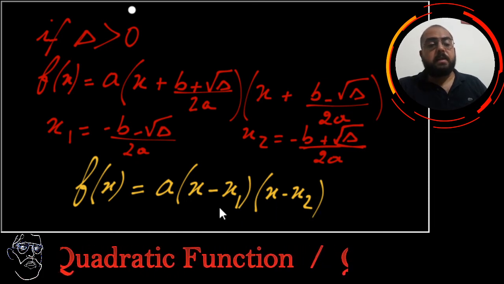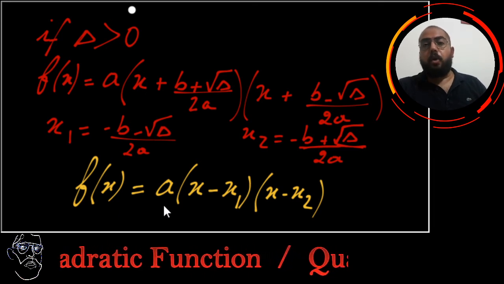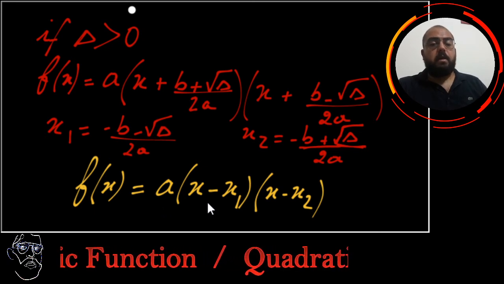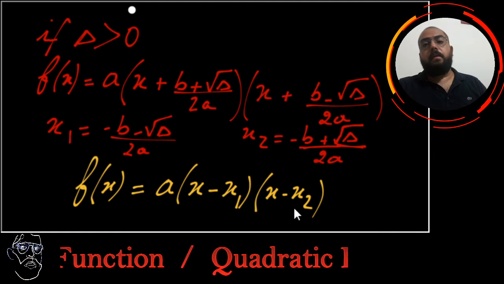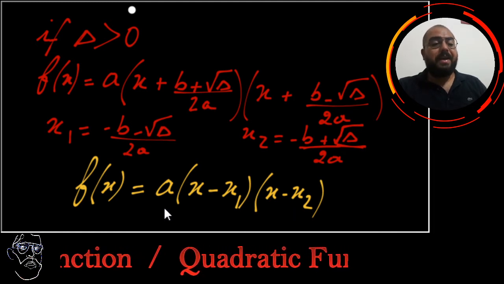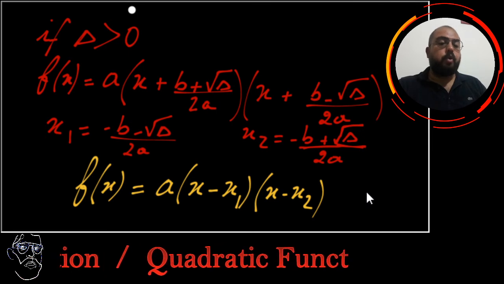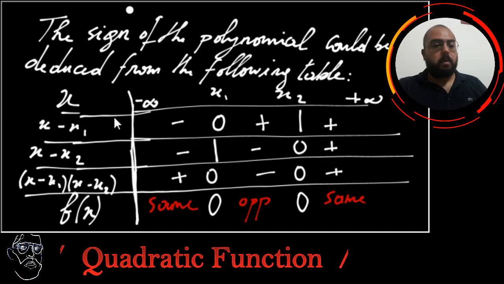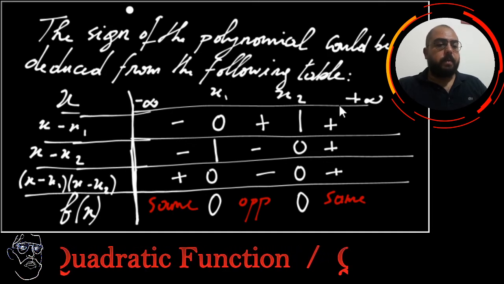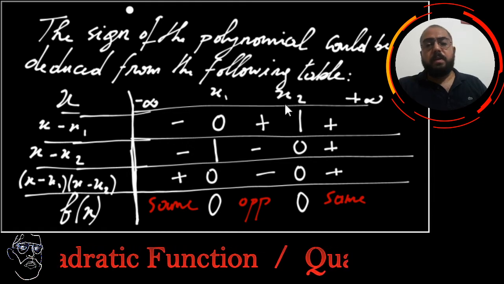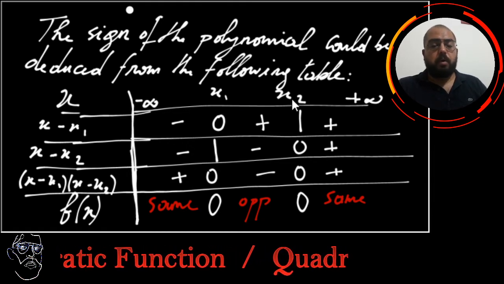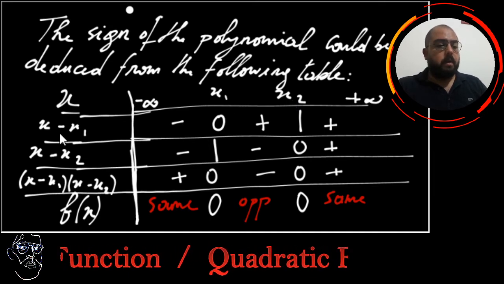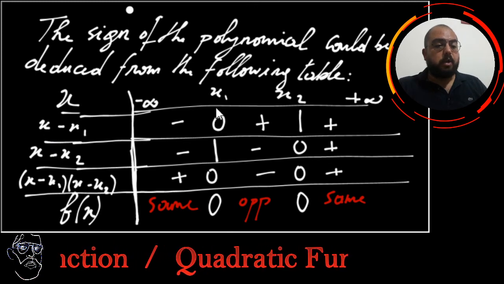In this case, I cannot say that the function has the same sign as a or the opposite sign as a. No, because we have a, and again the first factor and the second factor. So it is affected by 3 parts. That's why we need to go through a table. The sign of the polynomial could be deduced from the following table. So x goes from minus infinity to plus infinity, passing by x1 and x2. In this case, I chose x1 smaller than x2, so it could be different, but that's the choice that I made. The first factor, x minus x1, will be 0 for x1.